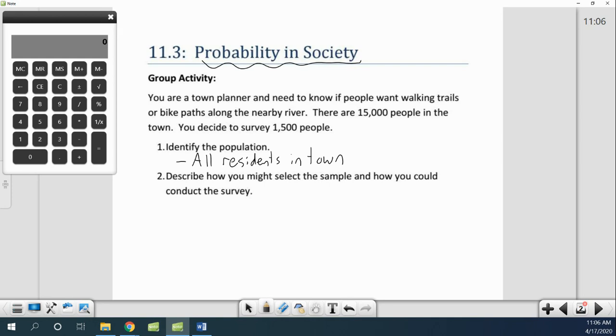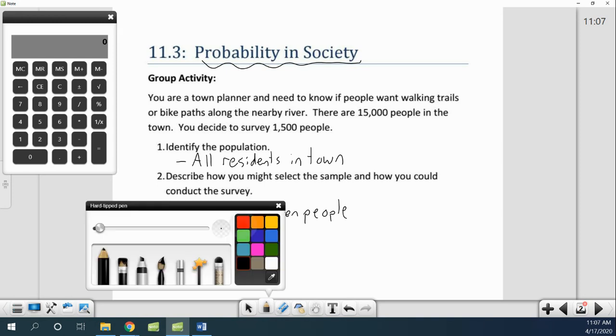Question 2. Describe how you might select the sample and how you could conduct the survey. Now, this is a question that a lot of people struggle with a bit, not because it's hard, but because they don't add enough detail. A lot of people say something like 1,500 people, so that's like 1 in 10. So they'd say like survey 1 in 10 people. There, we've got the 1,500. We're good to go, right?